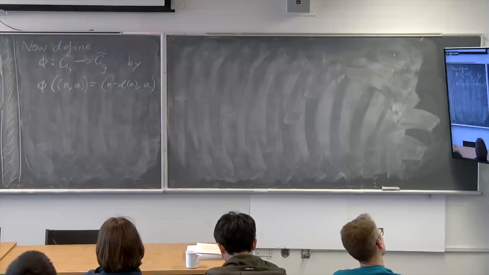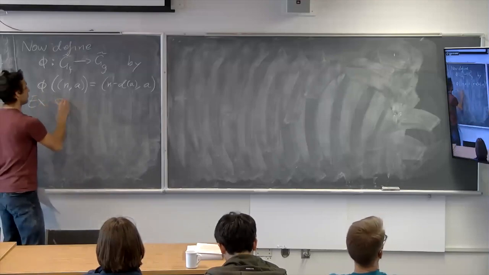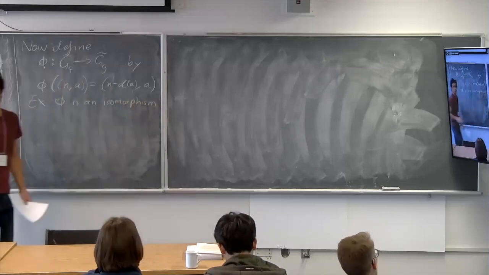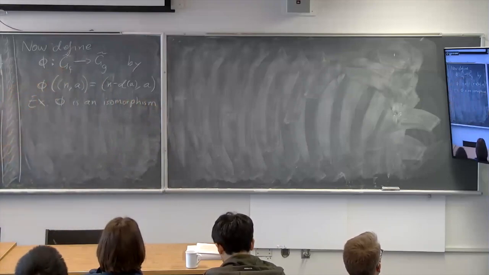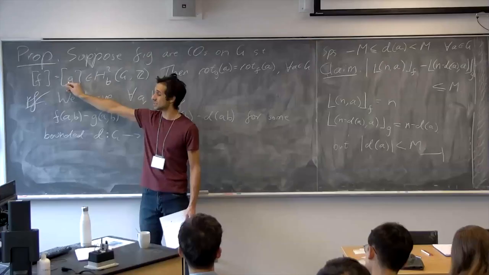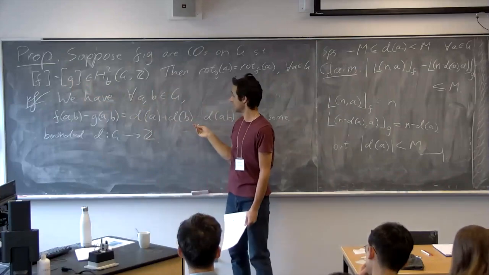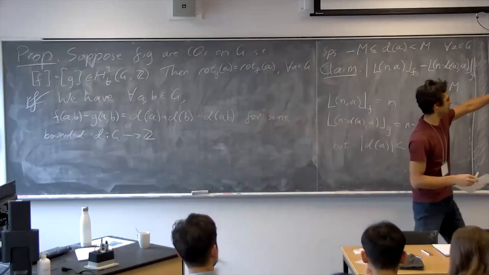Okay, so here's an exercise. You can check that this is actually an isomorphism. The exercise is that phi is an isomorphism. The group multiplication on G_F tilde is determined by F, and the group multiplication on G tilde is determined by G, and they're related by this function D. And this exactly allows you to translate between the groups.